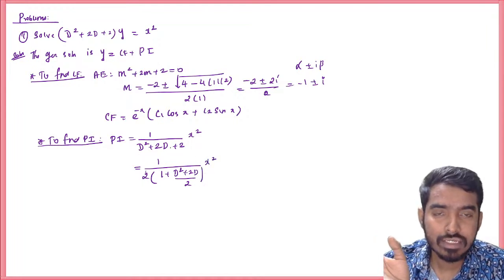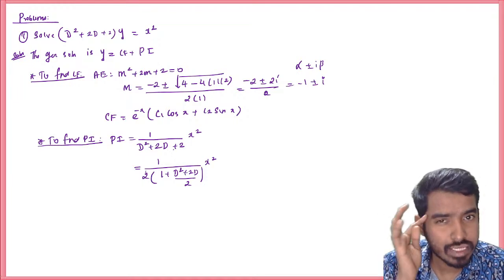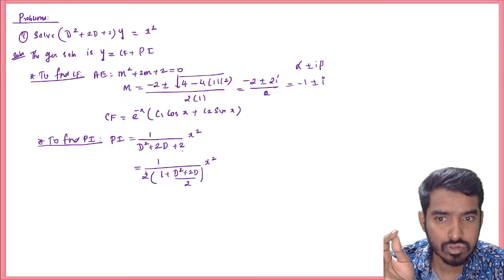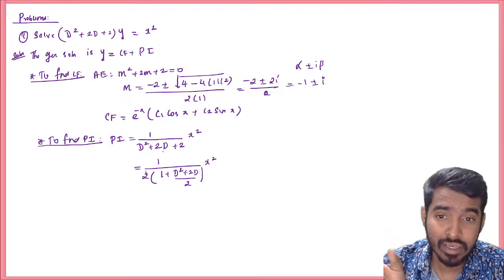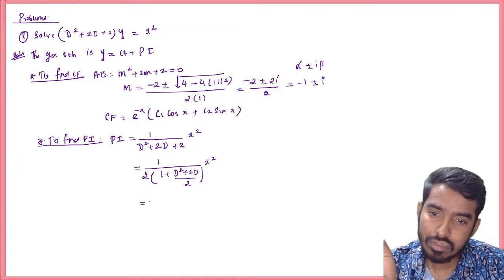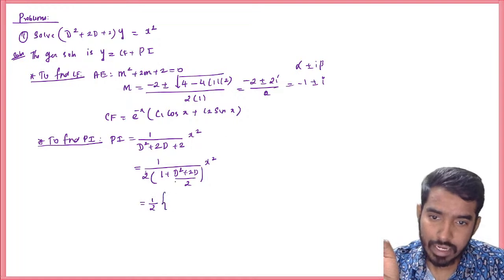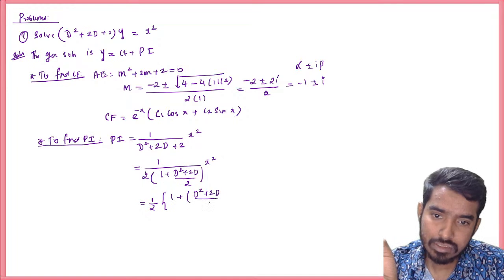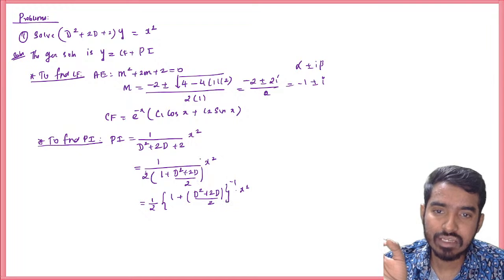So you see which is the least degree. D square, 2D, 2. As of now, think of it as a polynomial D square plus 2D plus 2, even though D is d by dx. No problem. 2 is the least degree term, so take 2 common here. This will be 1. Here there is no 2, so divide by 2. Is it clear up to now? Now this is 1 by 2, half. I'm going to write this term as half of 1 plus D square plus 2D by 2 whole power minus 1 of x square.